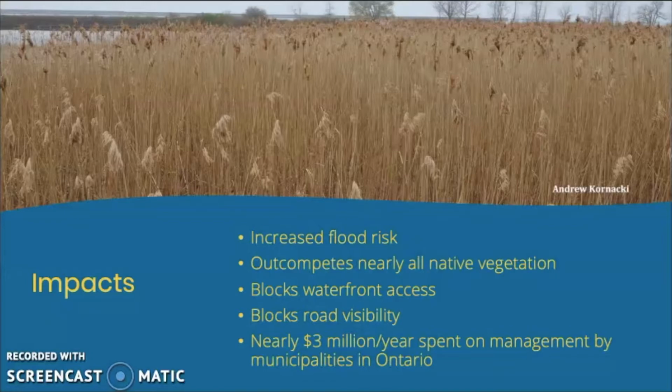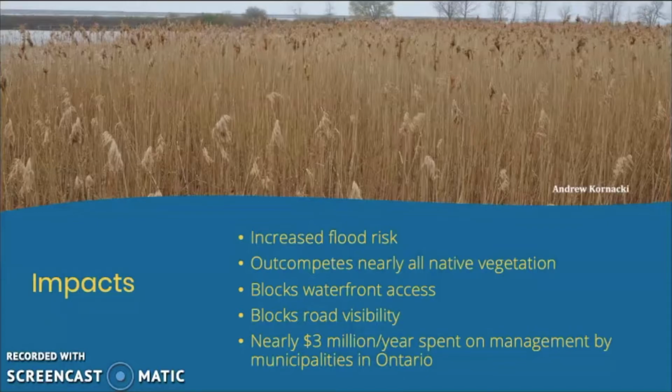Invasive Phragmites can also have a devastating impact on the biodiversity of an area, as it completely outcompetes nearly all native vegetation, which in turn makes an area unsuitable habitat for the animals, insects, fish, and other life that relied on that native vegetation base to make that habitat suitable for them.